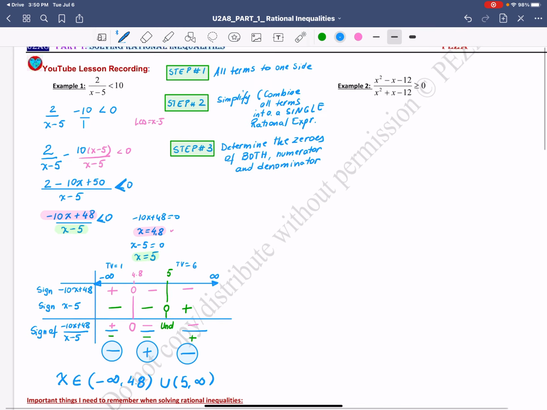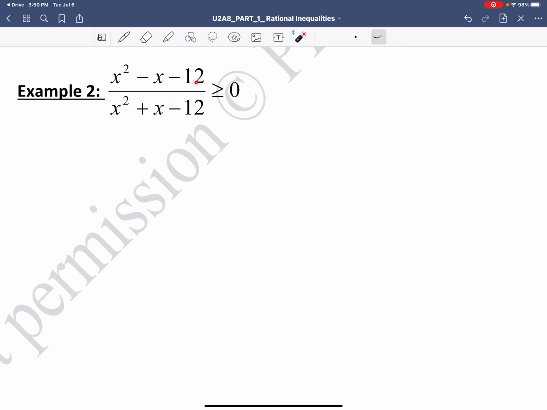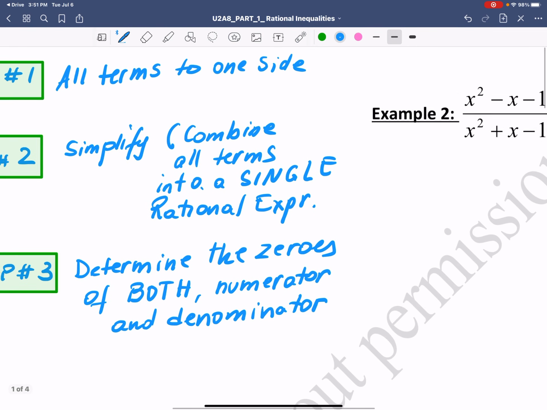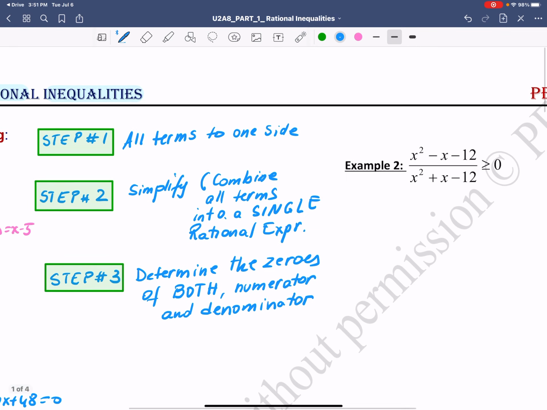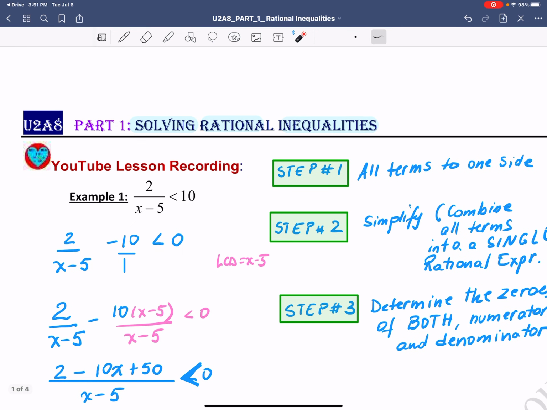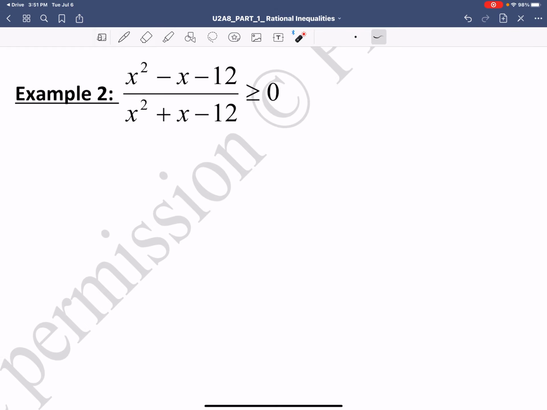Example number 2. In the next example, we have a rational expression, x squared minus x minus 12 divided by x squared plus x minus 12, bigger than or equal to 0. As you can see in here, unlike in the previous example where we had to take the terms to one side of the inequality, because we had terms on both sides of the inequality, we have to skip that because we don't have another term here. So we're going to move on to the next step.